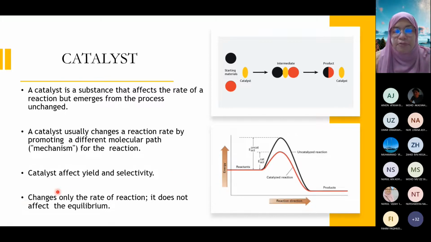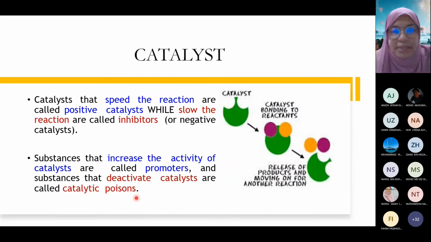Okay, when the reaction involves a catalyst, the change is only in the rate of reaction. It does not affect the equilibrium. Because the function is to increase the rate of reaction, that's why only the rate of reaction will change. Catalysts that speed up the reaction are called positive catalysts, while those that slow the reaction are called inhibitors. So this is how it works.